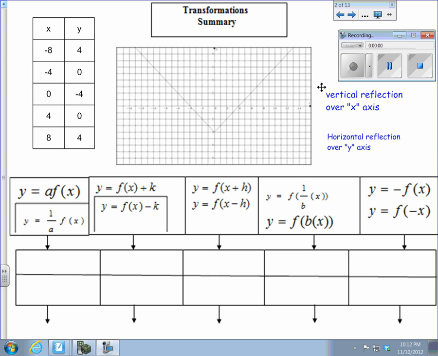All right, today we're going to look at a third transformation rule, that being reflections. The reflections we're going to look at are over here on the right-hand side of your poster, so make sure you have your poster in front of you.